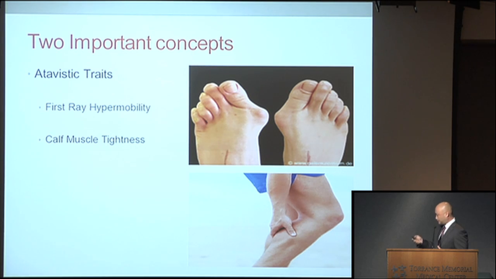So if you look at this first picture, what you can see here on this picture, you can see this big bump right here. And that's actually the first metatarsal bone, and it's there because there's a joint below it that is a little looser than it should be, and that's called first-ray hypermobility. This problem that you see, it's called a hallux valgus deformity or a bunion deformity, and that's the common term. And then calf muscle tightness, and we'll talk about that and its implications in terms of the ankle and the Achilles and so forth.